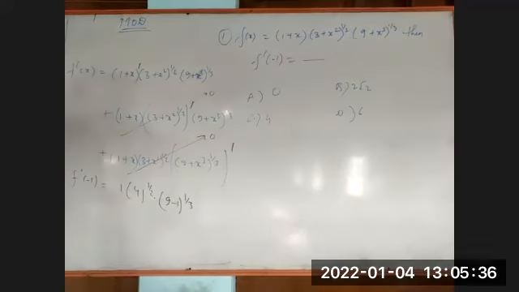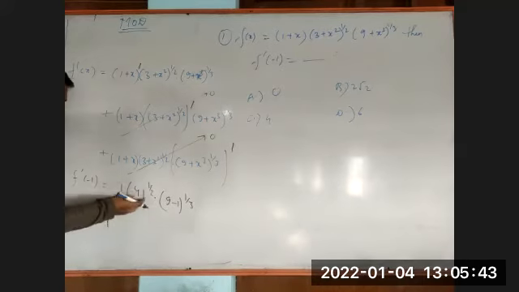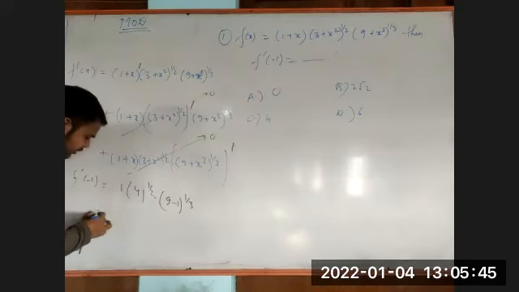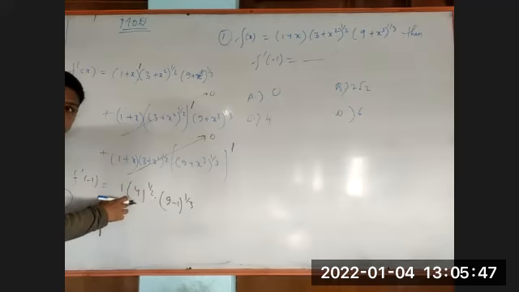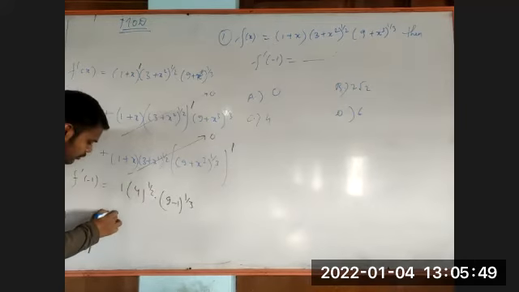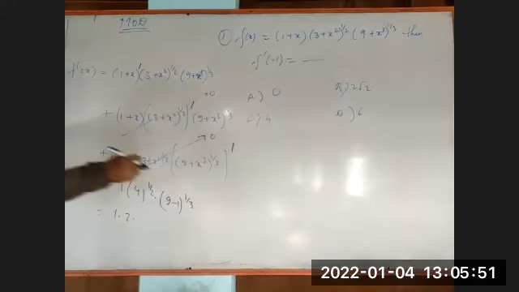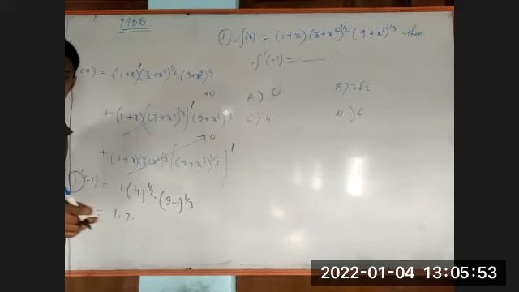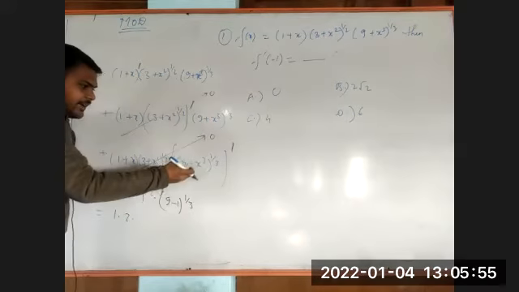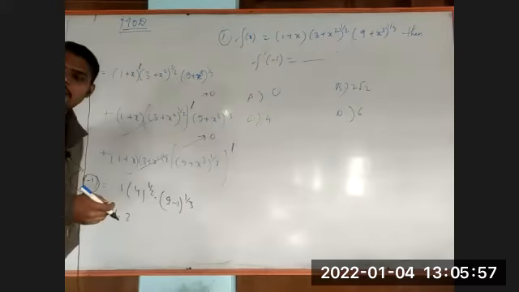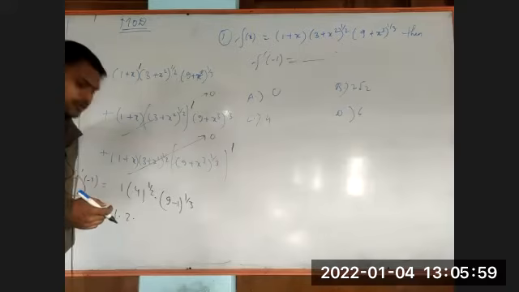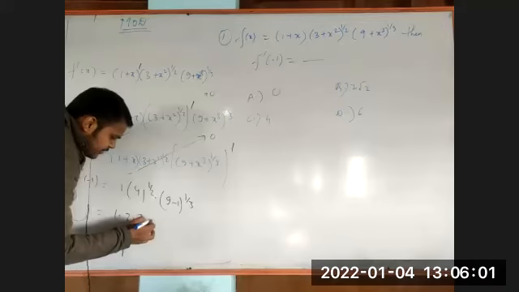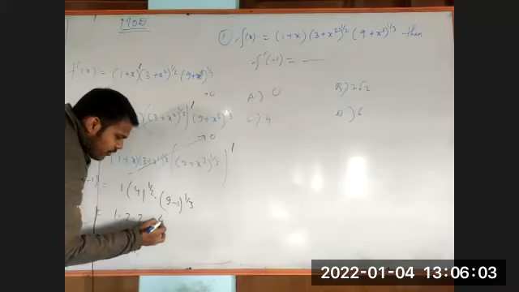Now tell me, what is the answer? 4 raised to power 1 by 2, how much? Square root of 4, 2. 1 into 2. 9 minus 1, how much? It's 8, right? And 8 raised to power 1 by 3, the cube root of 8, how much? 2. How much is the answer? 4. So which option is correct?